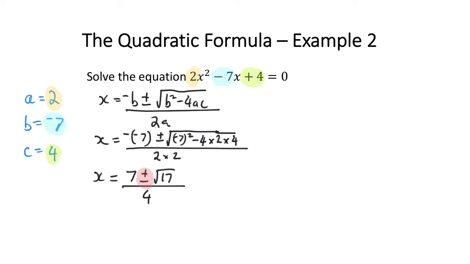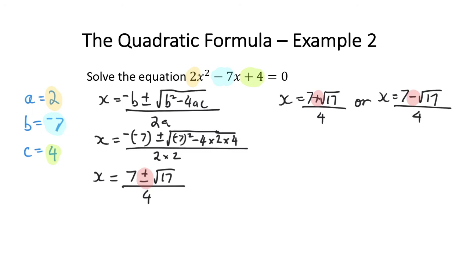I'm going to do that by using my plus or minus. The first equation is x is equal to 7 plus the square root of 17 divided by 4. Or the second equation, which is x is equal to 7 minus the square root of 17 divided by 4. As you can see, we've split it. One becomes a plus the square root of 17. The other becomes a minus the square root of 17.